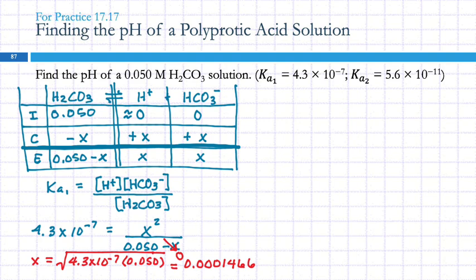Okay, I'm hoping somebody did it with a solver. What do you get with the solver? 0.0001464. See how close those are?